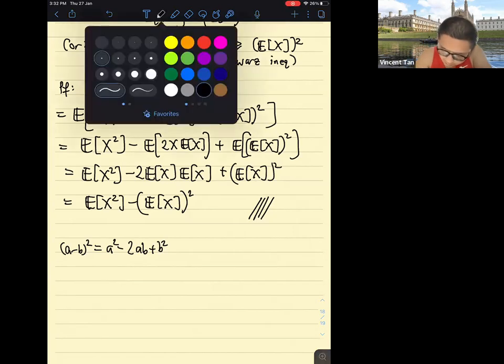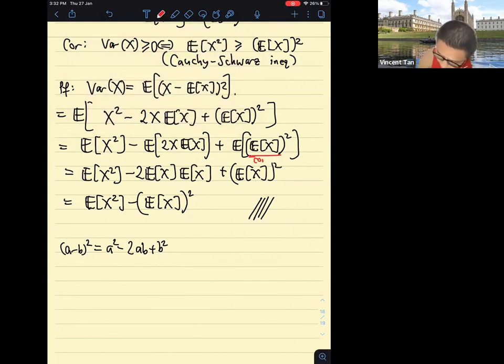Here, maybe I mentioned, this is a constant. And then this part here is a constant. This 2 is a constant. All the constants can be brought outside the expectation.